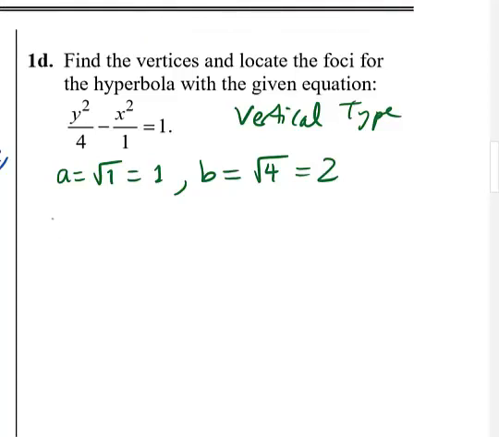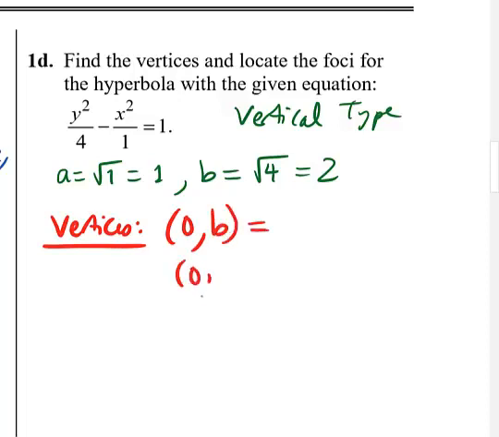And our vertices should be at, similarly to the last one we just did, 0, comma b and 0, comma negative b. B in this case was 2, so it'll be 0, 2, and 0, comma negative 2.